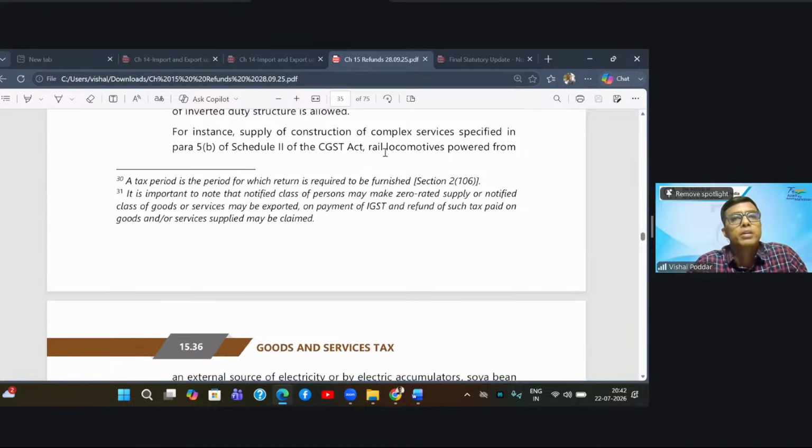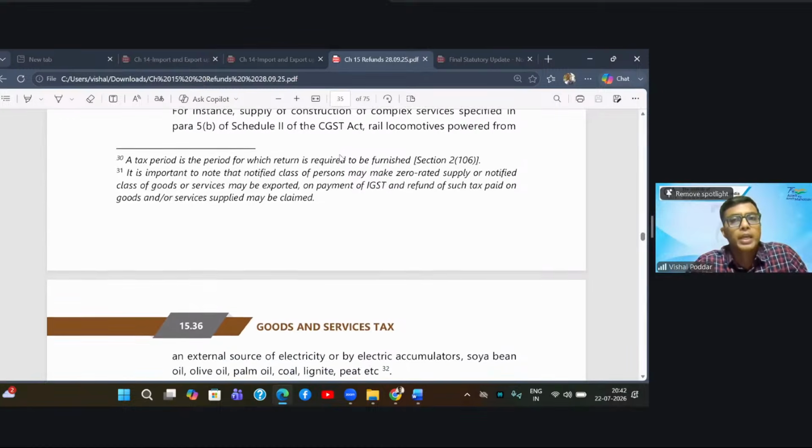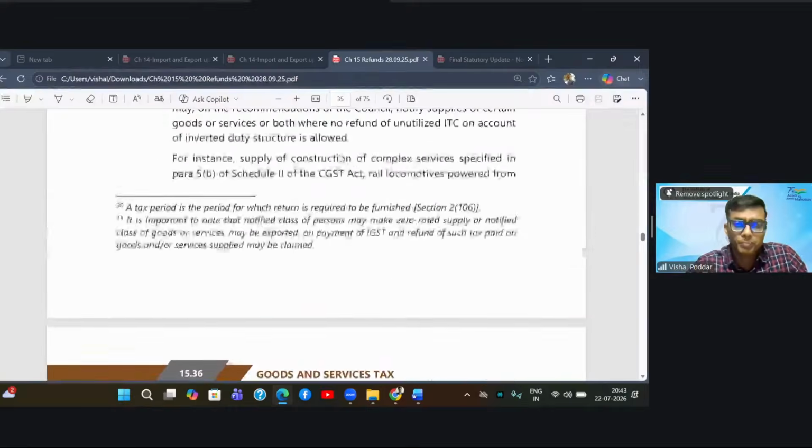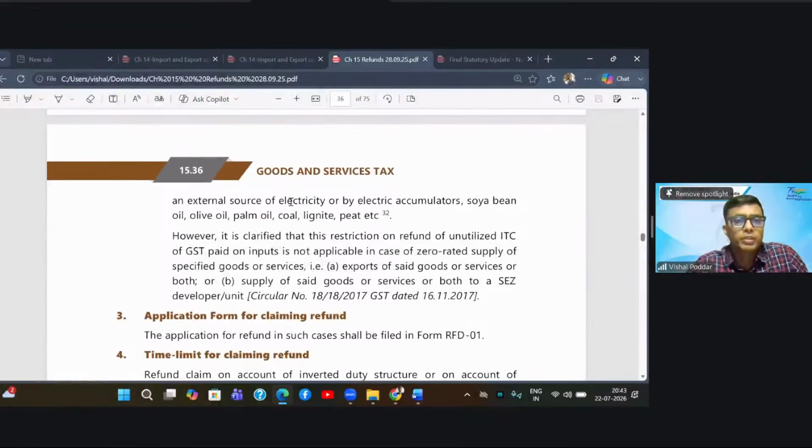What are those cases? First is the case of construction. A builder who is doing construction of a complex, in that particular case, will not be eligible for claiming the inverted duty structure refund. Further, wherever you are engaged in supply of rail locomotives powered from an external source of electricity or by electric accumulators, or you are in supply of soya bean oil, olive oil, palm oil, coal, lignite, etc. It is clarified that this restriction on refund of unutilized ITC paid on inputs is not applicable in case of zero rated supply of specified goods or services.